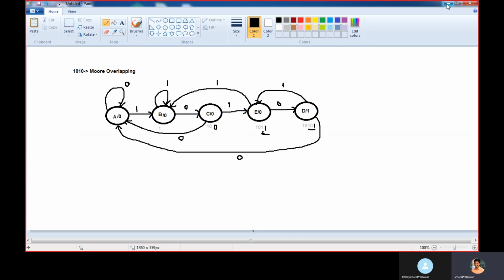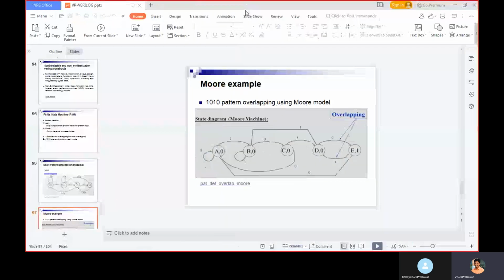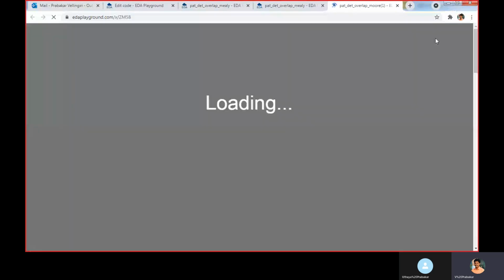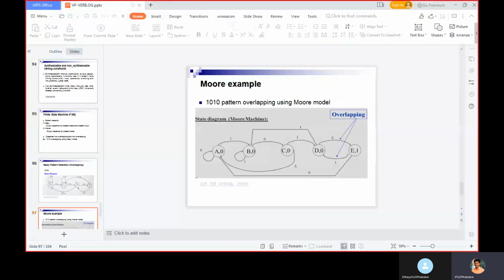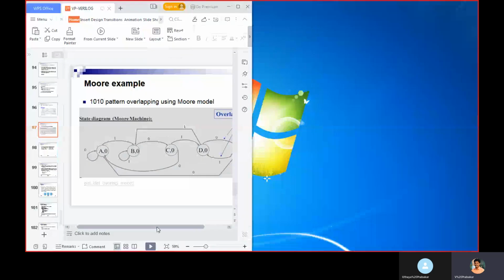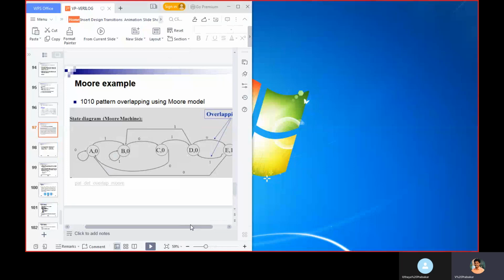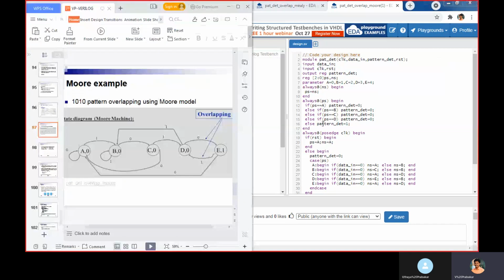Now we need to write the Verilog code for this diagram. Extend this code. It is similar to the Mealy implementation. Here we have one difference, from line number 11 to 70. Remaining all are the same. Input, output, and declarations are there.